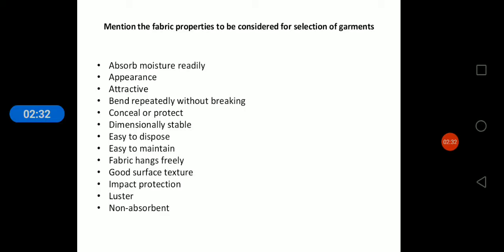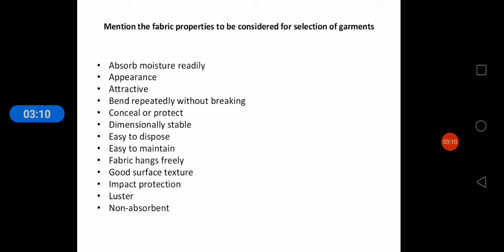And bend repeatedly without breaking. Bend repeatedly means able to bend in any direction with the stitching formation of the garments and protect in every climatic condition like winter, rainy and summer. In summer conditions, we have to absorb the moisture extremely. In winter season, the fabric should be very warm in the cold season. And dimensional stability: we have to maintain lengthwise, widthwise and breadthwise.